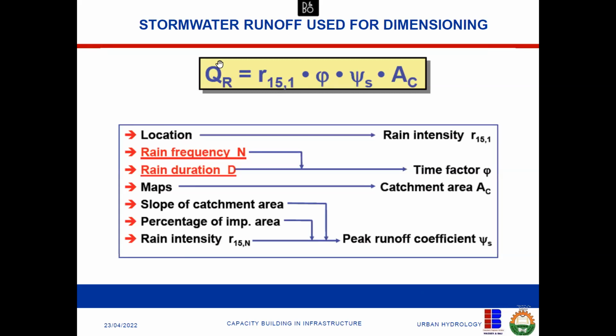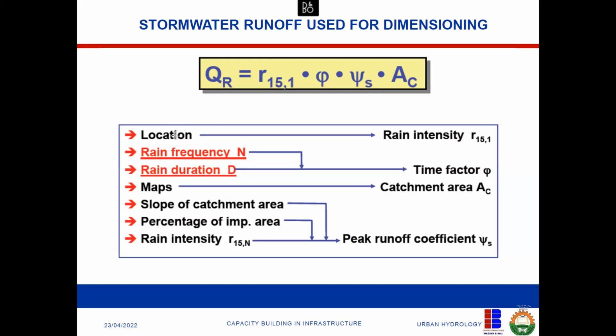So, as I said in the past, runoff used in dimensioning is simply rainfall intensity times the time factor times the peak runoff, then times the catchment area. Remember the first formula I gave, times the catchment area. So here you have location, which gives the rainfall intensity. You have rainfall frequency, then you have the duration. If you combine the frequency and the duration, you get the time factor. Then from your map, you can get the catchment area. Then your intensity, you get it based on location.